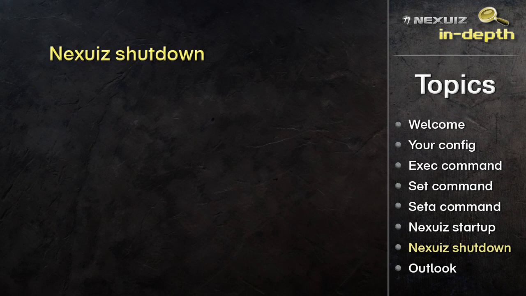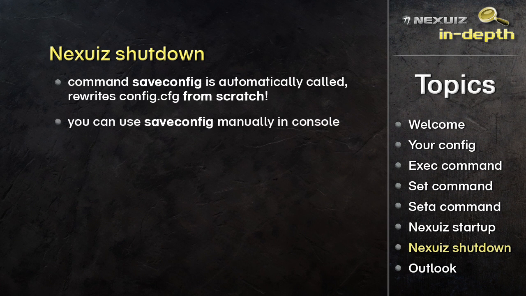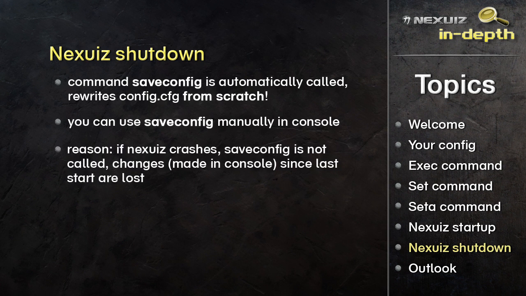Now you know what happens when Nexuiz starts, but what happens when Nexuiz closes? When you close the game, it will automatically use the command saveconfig, which completely rewrites your config file from scratch. By the way, you can use this saveconfig command manually by entering it into the console to make sure that variables you changed are really saved. The problem is that sometimes when Nexuiz crashes due to some problems, that saveconfig command is not called, and all changes you did to variables or keybinds since your last start, after which it crashed, will be lost.